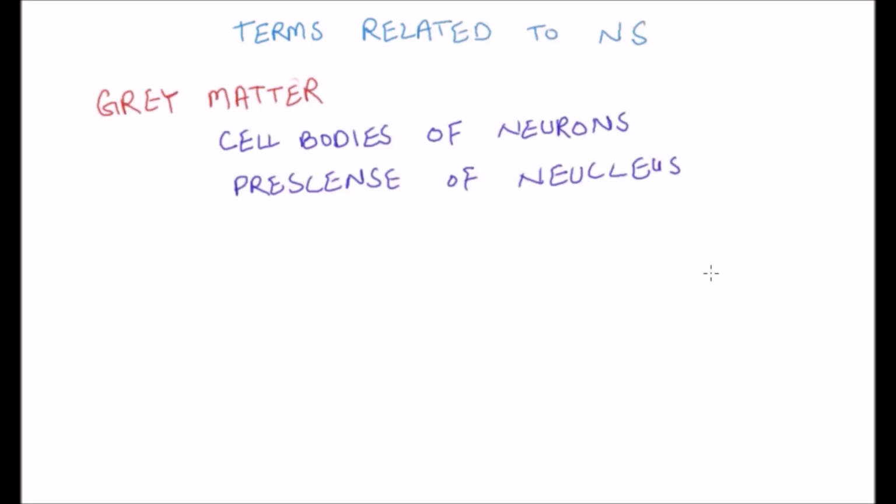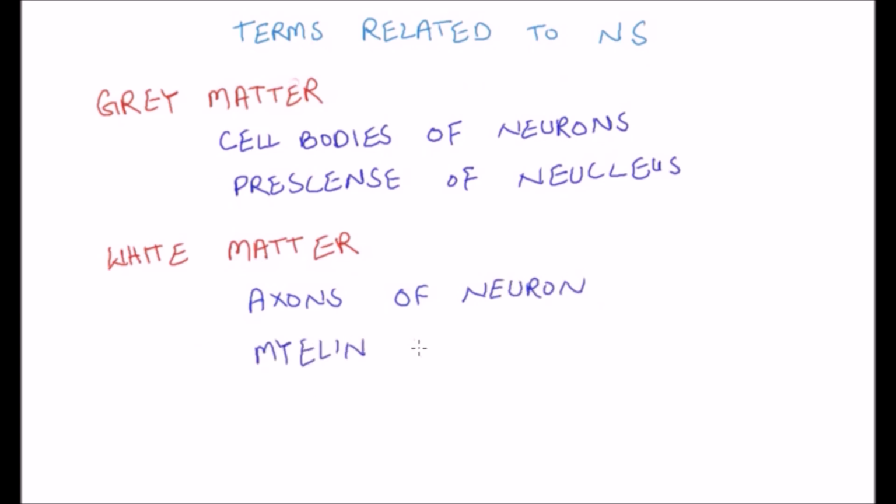The terms related to the nervous system: gray matter is the collection of the cell bodies of the neurons within the central nervous system. It is gray because of the presence of nuclei, like DNA and RNA. The second term is white matter, which is the collection of axons of the neurons within the central nervous system. It is white due to the myelin sheath.